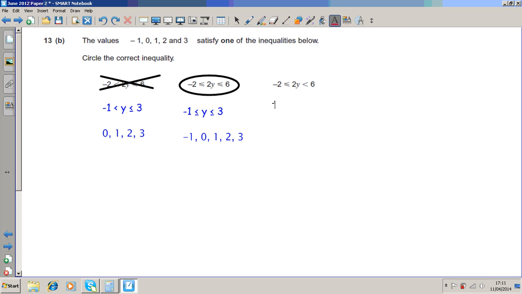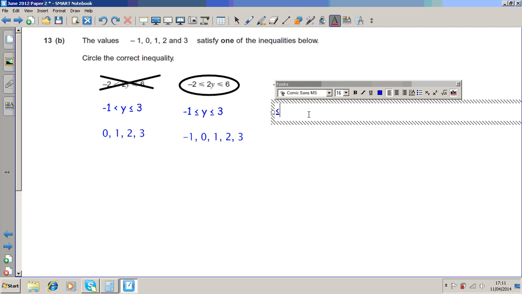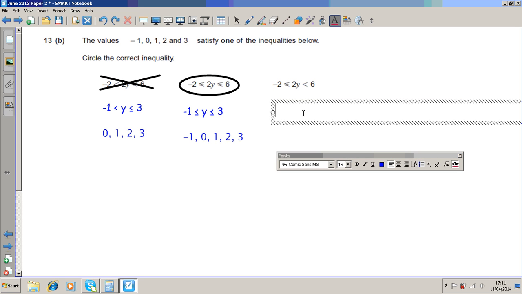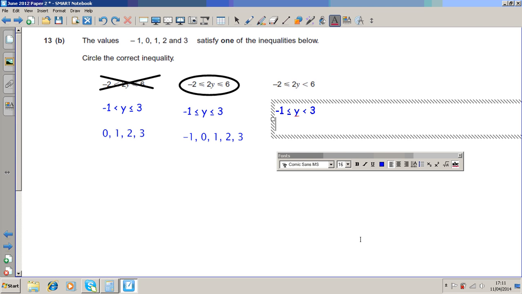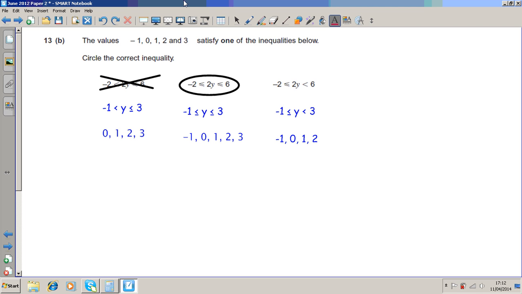And just to check on this one, so if we divide everything by 2 on this one, then we get that there, minus 1 on that, so that could be minus 1, could be 0, 1 or 2, but it can't be 3. So that one there is a big no-go. No good. So your answer is minus 2, less than or equal to 2y, less than or equal to 6 is the winner.